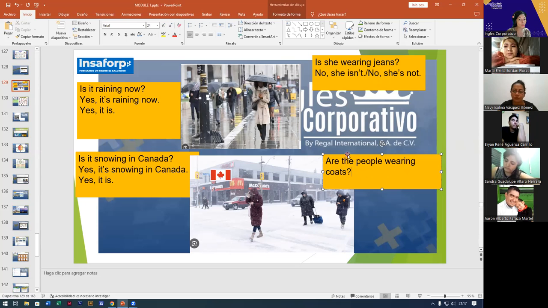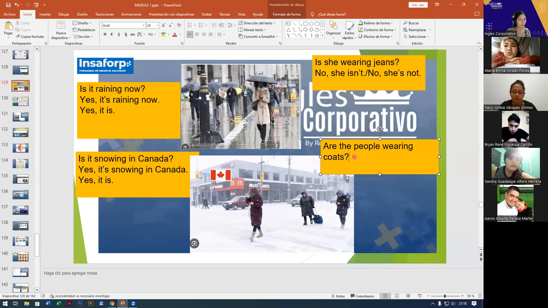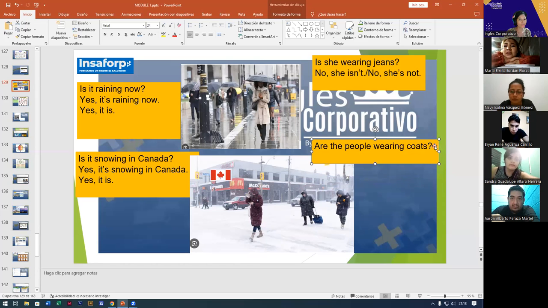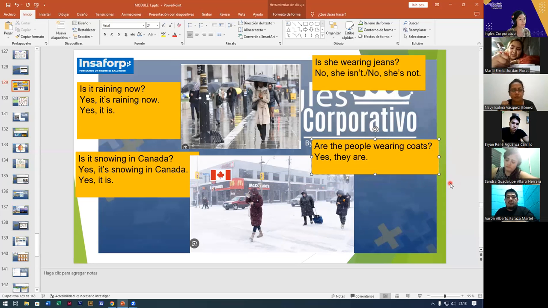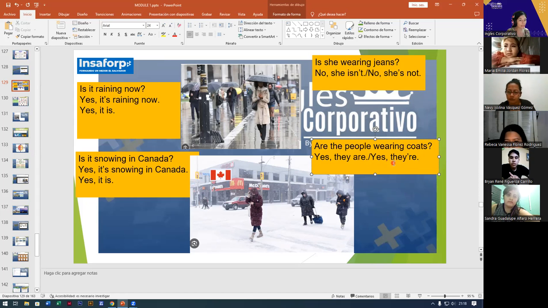What about this one? Are the people wearing coats in this picture? Are the people wearing coats? Remember what are coats? Coats. Abrigos. Correct. They have special coats. Yes, they are. Ah, that's very good. Yes, they are, because they have that special clothing, right? To protect from the snow, from the cold. So is it correct if I say, yes, they are? Like this. Is it correct? Incorrect. Yeah, right, because it's affirmative. In the affirmative, you need to give the complete answer. Yes, they are. No contraction.